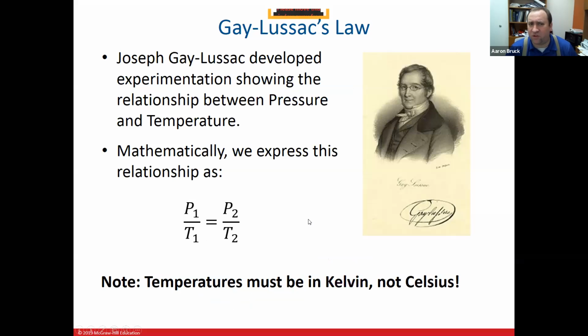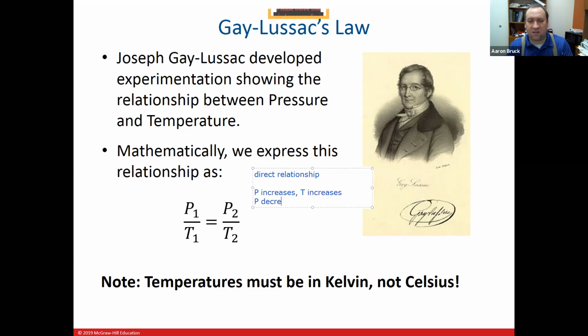Gay-Lussac's law, sometimes referred to as Amontons' law. Joseph Gay-Lussac, again a French physicist, develops the relationship between pressure and temperature. And look at how the mathematical equation pulls out again here. This is a division. Division must mean a direct relationship. So this is a direct relationship. If P increases, so does T. If P decreases, so does T.